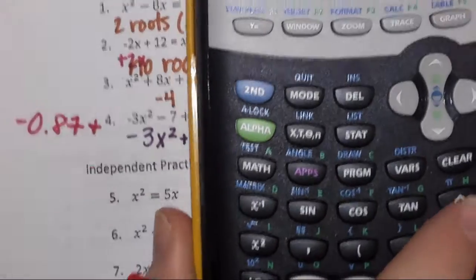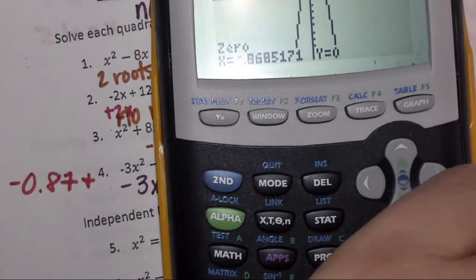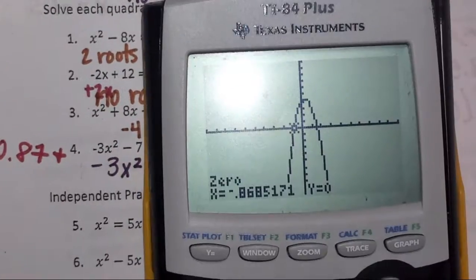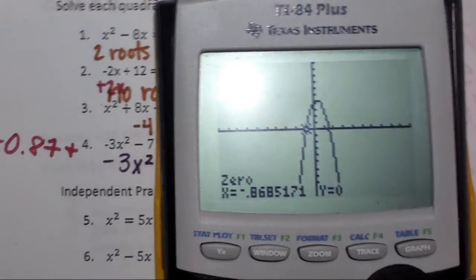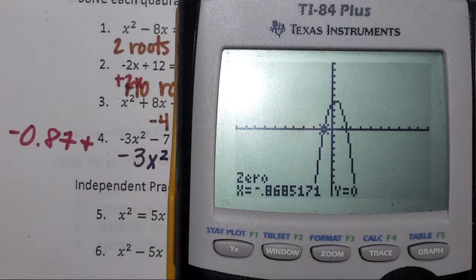If Lyric put negative 0.87 on her paper, I'd give her a point, of course, for points on tests or whatever. If she had negative 0.9, I'd give her her points. But if she has negative 1, she's not going to get all her points because it really wasn't a negative 1.